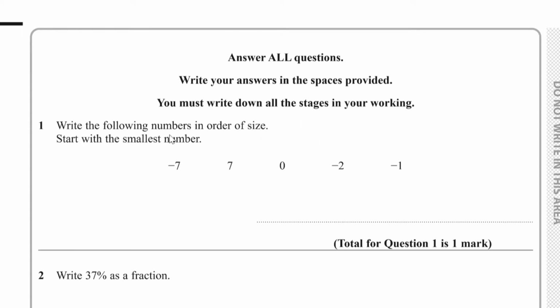Question number 1. We have to write the following numbers in order of size. Start with the smallest number. Well, you can think of these numbers to be temperatures. -7 is the most negative, followed by the -2, followed by the -1, followed by the 0, followed by the 7. We have written these numbers in order of size with the smallest first.